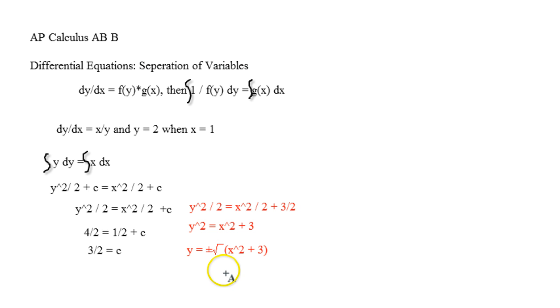Alright. Let's do some more practice. So let's do something like dy/dx equals 2xy, and y equals 3 when x equals 0. Alright, so we start working with this.